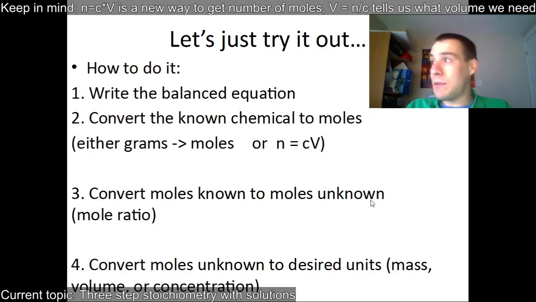We're just going to do 2 practice problems with 3-step stoichiometry problems that involve solutions in some way, that involve some kind of volume. And here's how it works. We start with the equation. We have to convert to moles to moles, and then back from moles to whatever we need: mass, volume, concentration, whatever it's going to be.